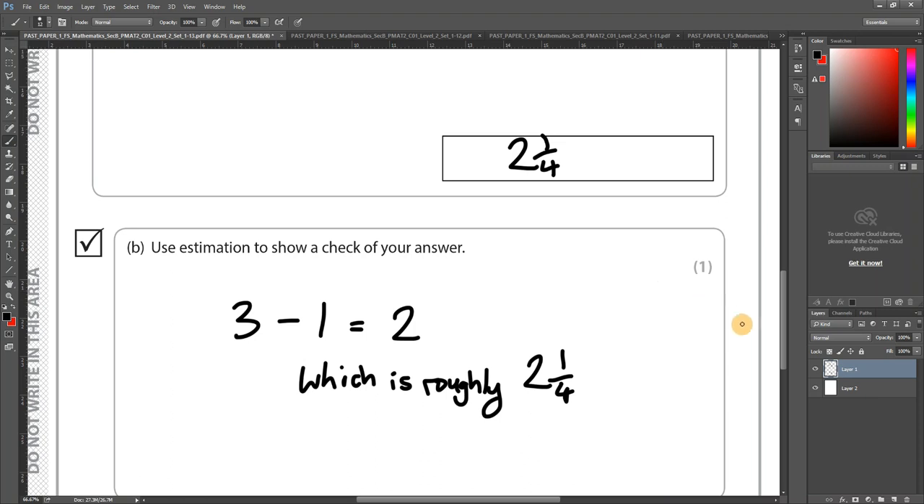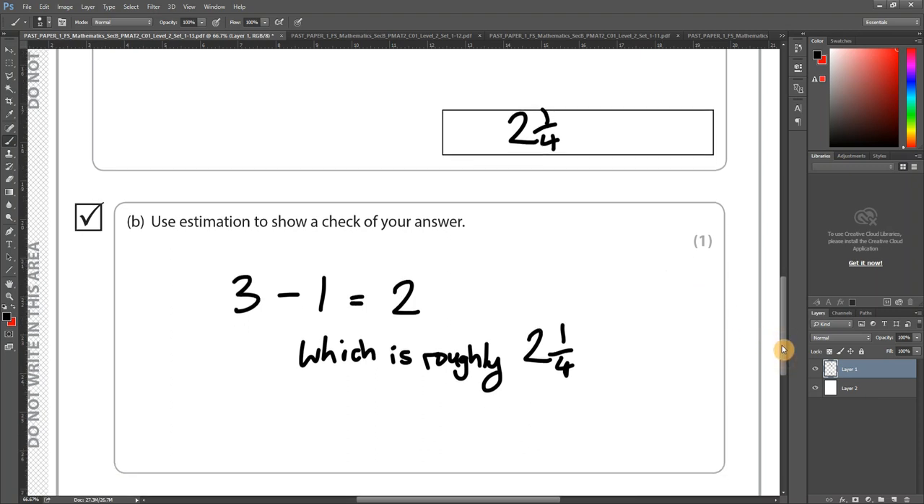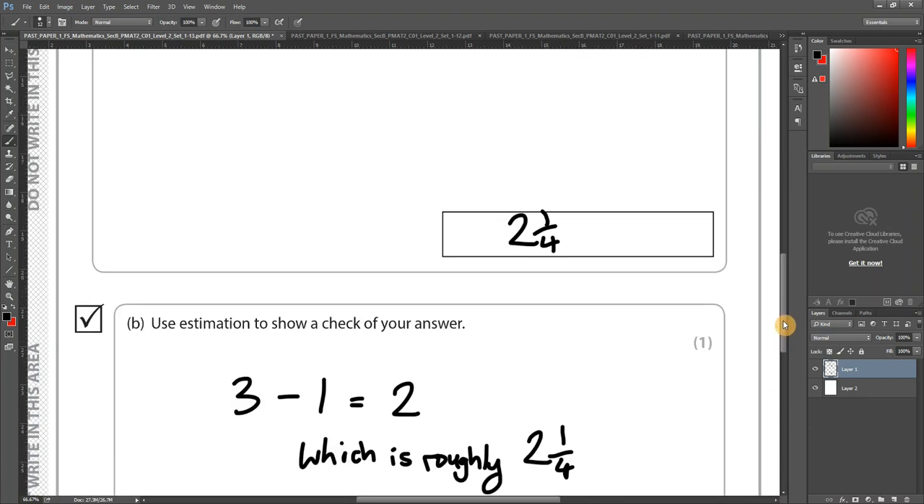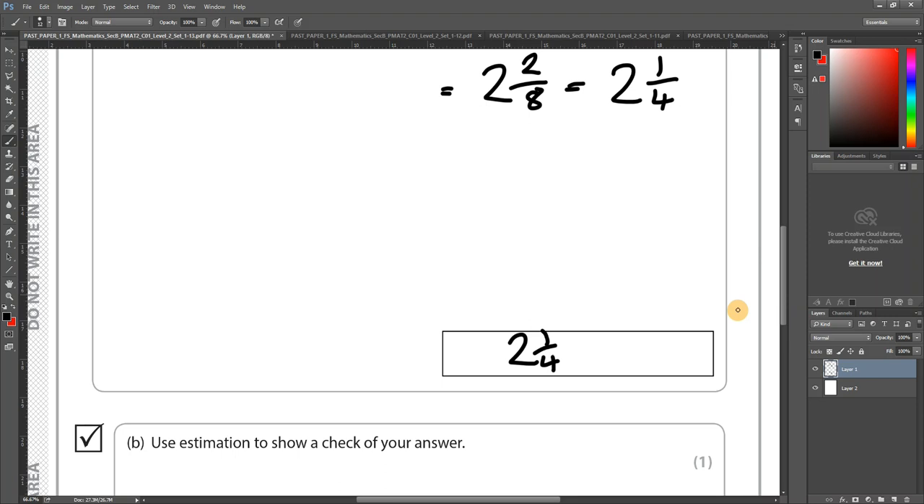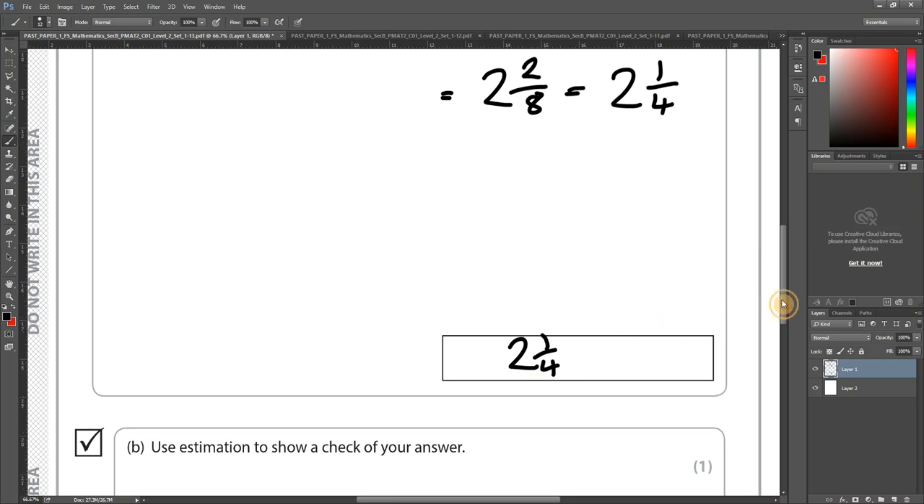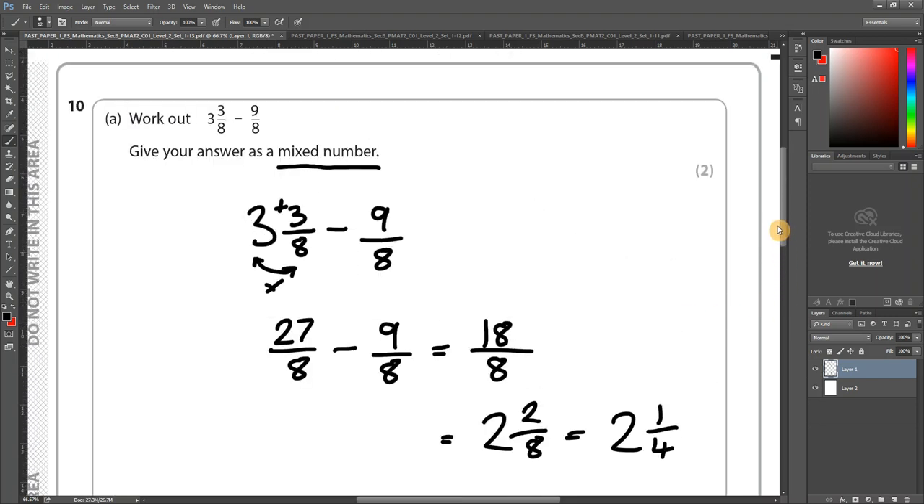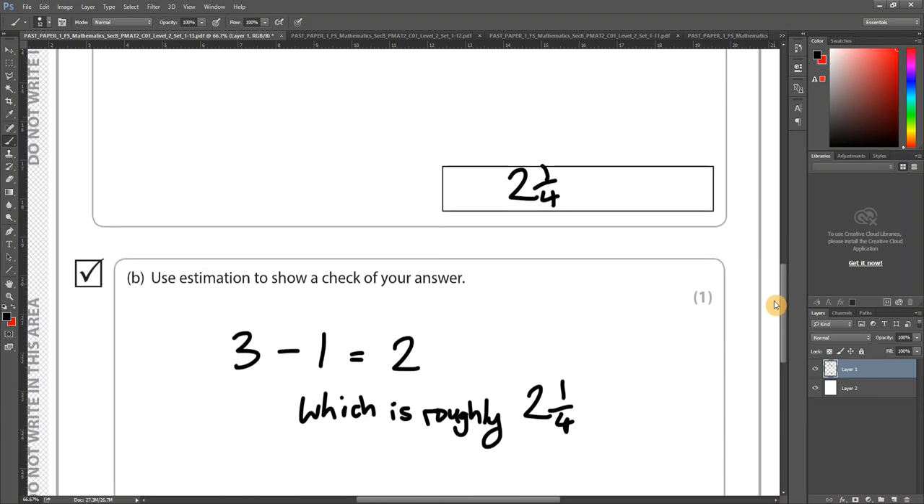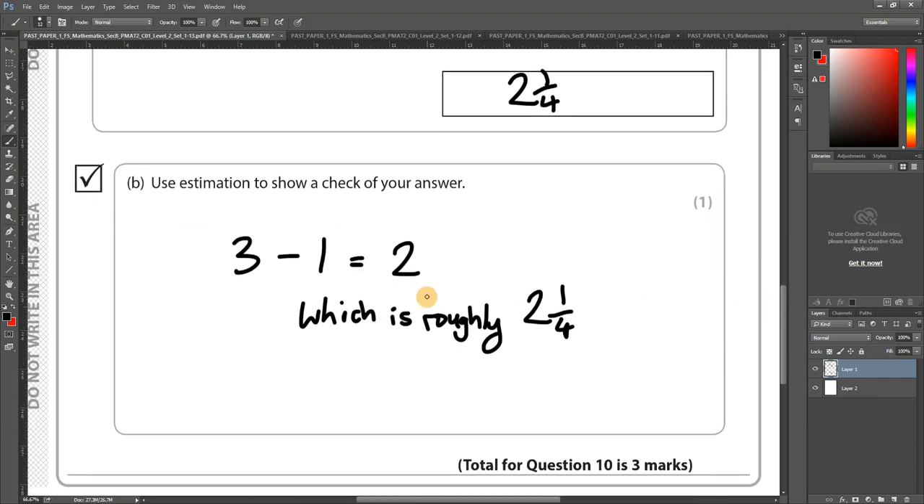So that's one way of doing it. You could have done a reverse calculation as well, working backwards, but just use your rounded numbers. So I could use 2 here, and the opposite of take away is add, and if you add 1 whole, it should give you roughly 3 as your answer, which is roughly equal to 3 3/8. So a couple of ways of doing that. Me personally, I would just do it the same way as before, just do the normal take away but use your rounded figures. Let's move on to the next question.